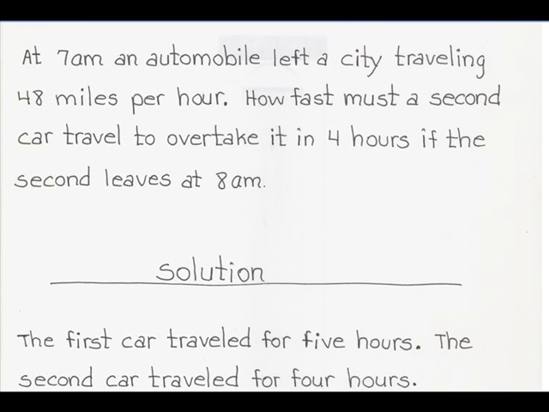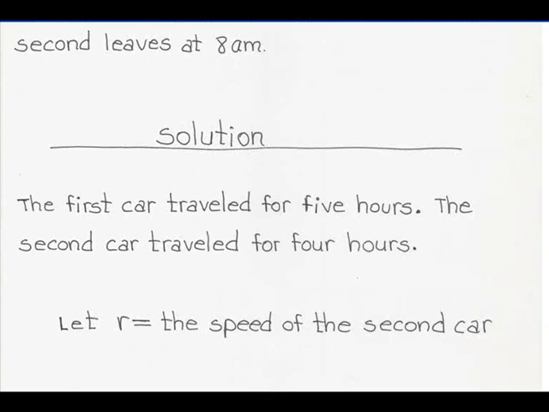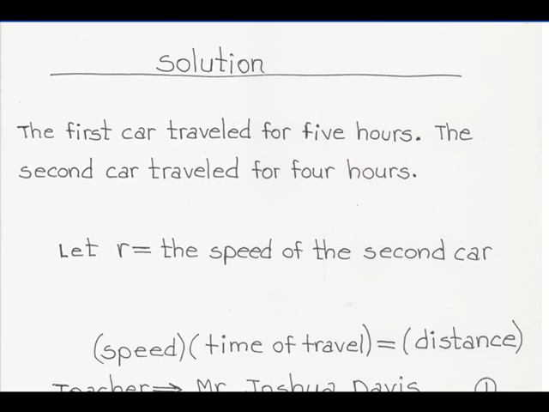Let's move into the solution. So let's see what our solution is. Well, the first car traveled for 5 hours. The second car traveled for 4 hours. Let R equal the speed of the second car.